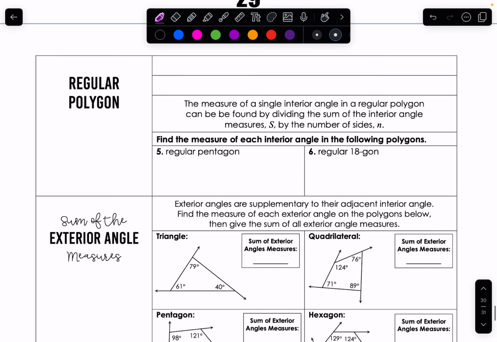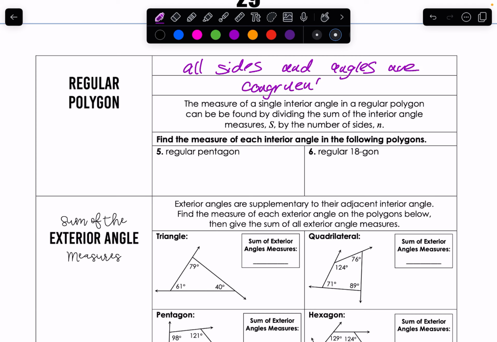A regular polygon is where all sides and angles are congruent. So they're all the same. For example, if I have a regular pentagon, to find the number of degrees we use my formula. So we do 5 minus 2 times 180, which gives me 540. And now I'm dividing that by 5 because there is a total of 5 angles. So each angle in this case would be 108 degrees.